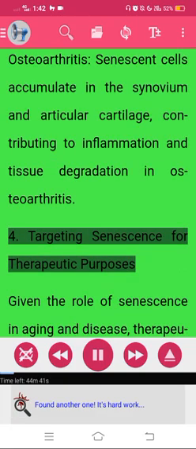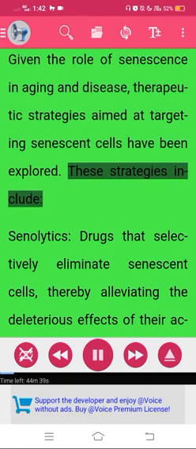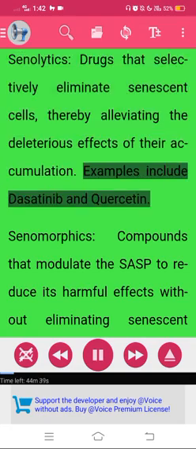4. Targeting senescence for therapeutic purposes. Given the role of senescence in aging and disease, therapeutic strategies aimed at targeting senescent cells have been explored. These strategies include senolytics, drugs that selectively eliminate senescent cells, thereby alleviating the deleterious effects of their accumulation. Examples include dasatinib and quercetin.